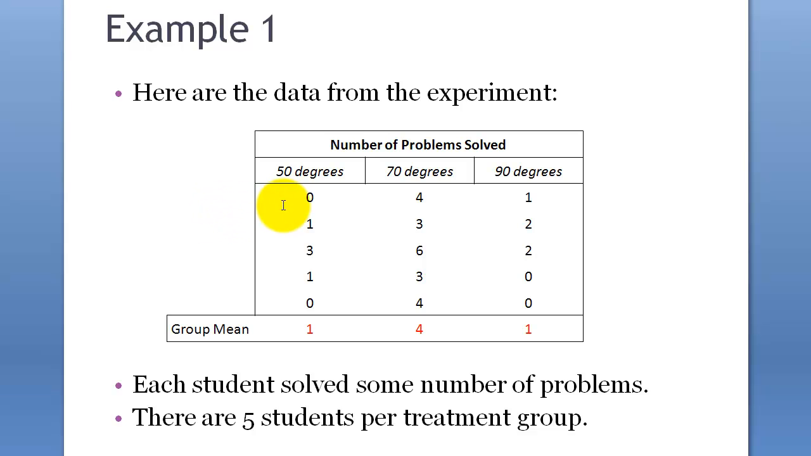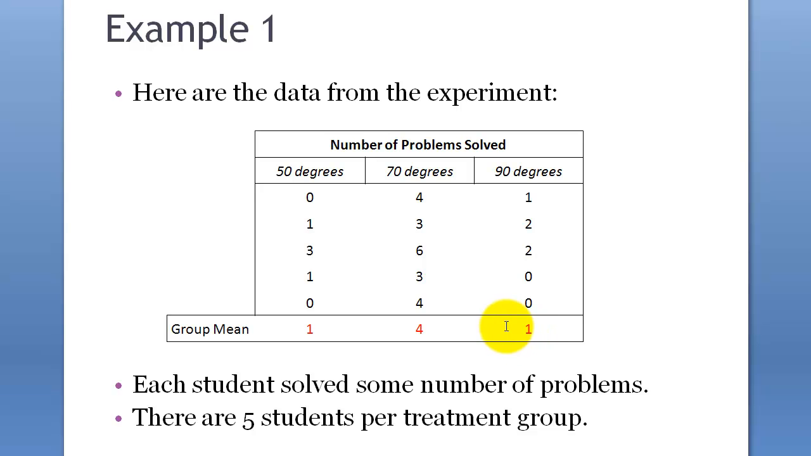And the data we got from this test is this. We had 5 people. This person got 0 correct, the second person in this room got 1 question correct, and this person got 3, and this 1 and 0 correct. And this is the mean number of questions they got correct. And 4, 3, 6, 3, 4, and the mean is 4 here. And in this room, 1, 2, 2, 0, 0, and the mean number of questions they got correct is 1.